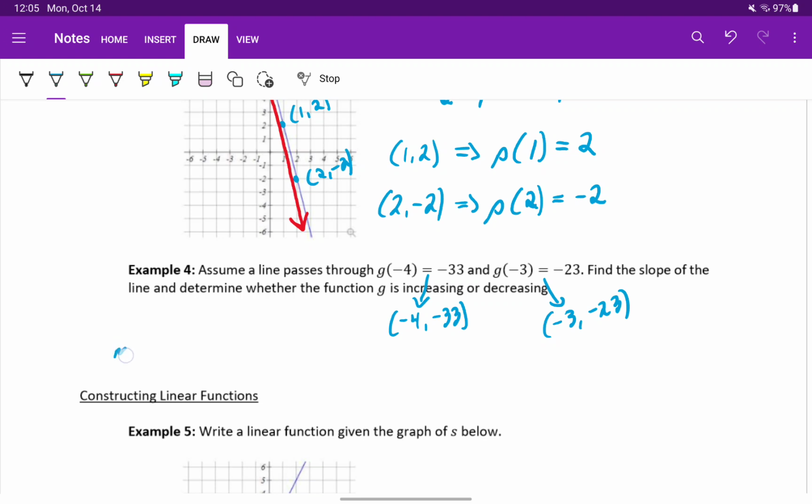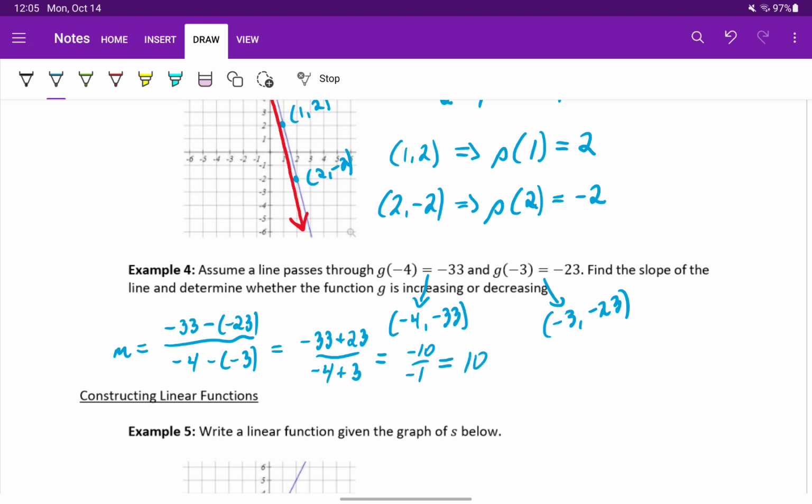And then again, we can use the slope formula by taking -33 minus -23 all over -4 minus -3. Being sure to be careful with those double negatives. This is the same thing as -33 plus 23 all over -4 plus 3, or -10 over -1. The two negatives cancel, giving us a value of 10.